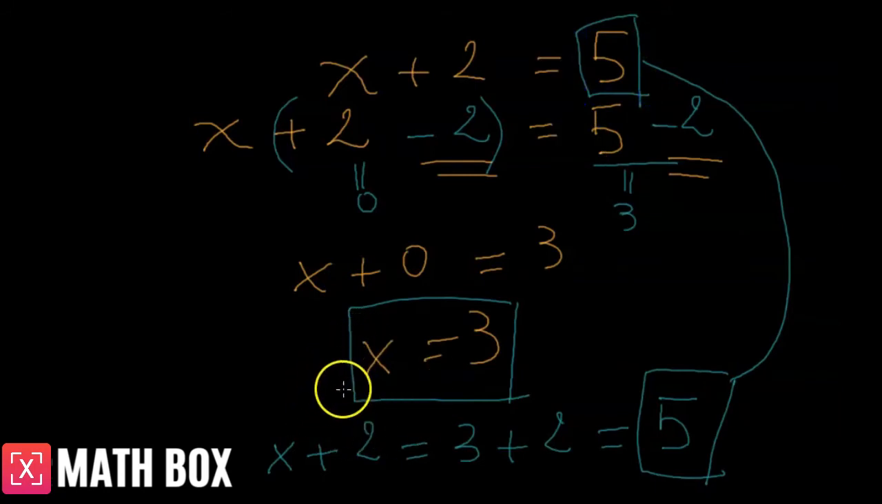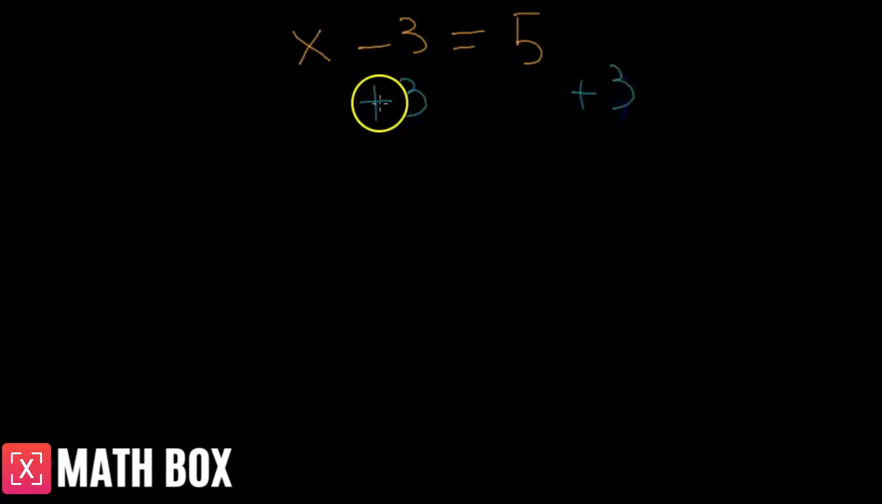Now let's see a different example. This time we will do a similar equation, but instead we do x minus 3 equal to 5. So this time we have to get rid of minus 3, so we have to add 3, and of course we have to do it on both sides, to keep the balance true.